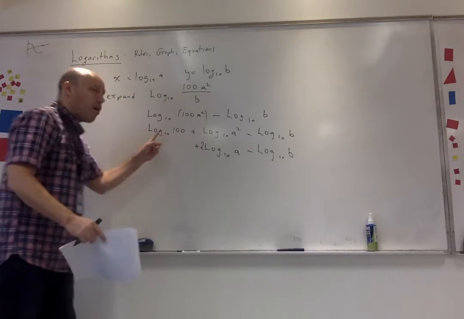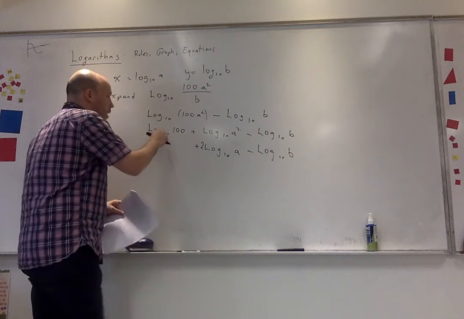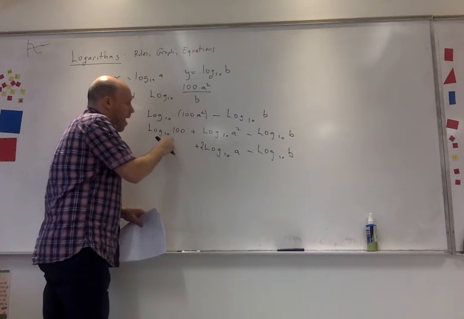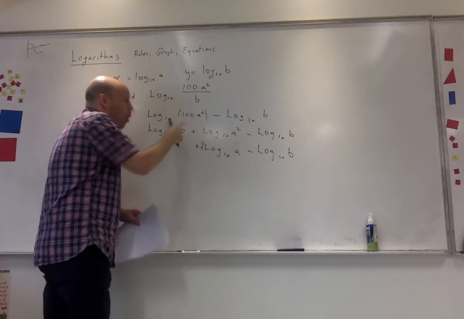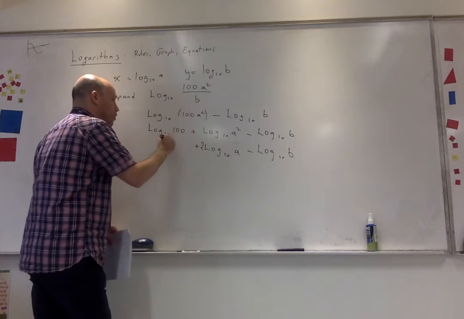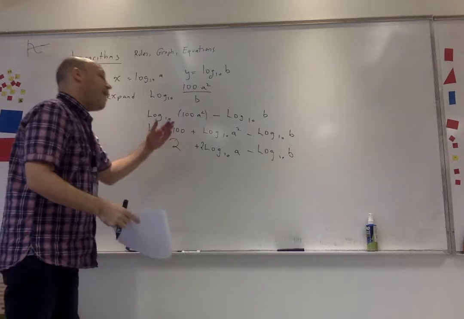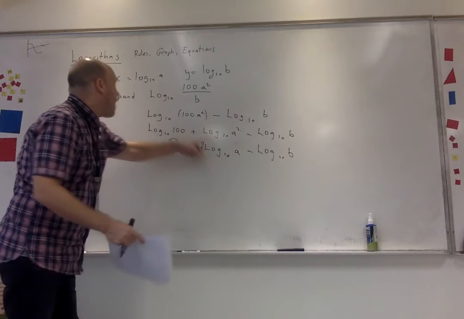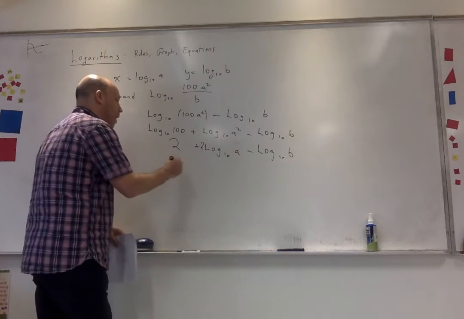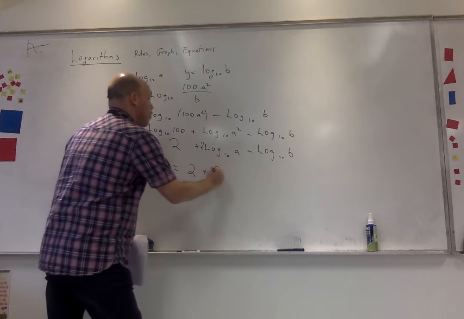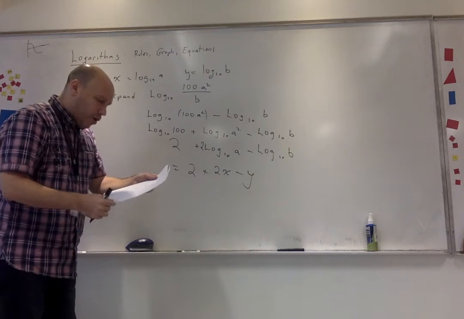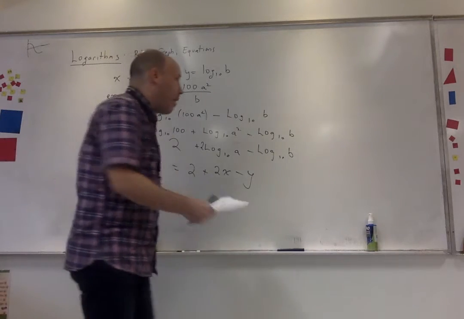And then I look over here and I say, oh wait, I can simplify this. Log base 10 of 100, you either know that by instinct, because 10 to the second equals 100, or from the last lesson, we can rewrite 100 as 10 squared, so we know this is 2. And then finally, since log base 10 of a is x, and log base 10 of b is y, we can simplify this as 2 plus 2x minus y. We have to go through it. It's tedious. Next example.